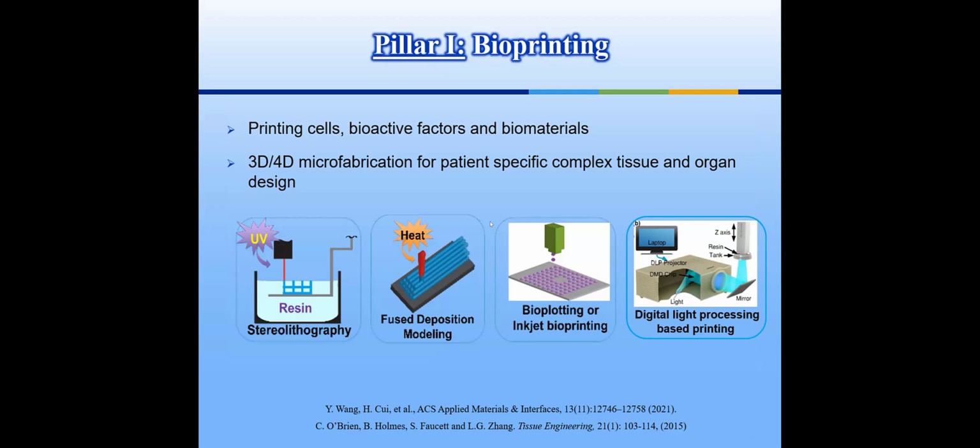In addition, we also design different bioprinters for different applications. Like we build the stereolithography-based printing system, using a UV laser to photo-crosslink what we call resin material. The other is fused deposition modeling, using heat to melt the polymer. We also build a bioplotting-based printing system and inkjet bioprinting. Recently, we also have another digital light processing-based printing. So that's for different tissue regeneration applications.